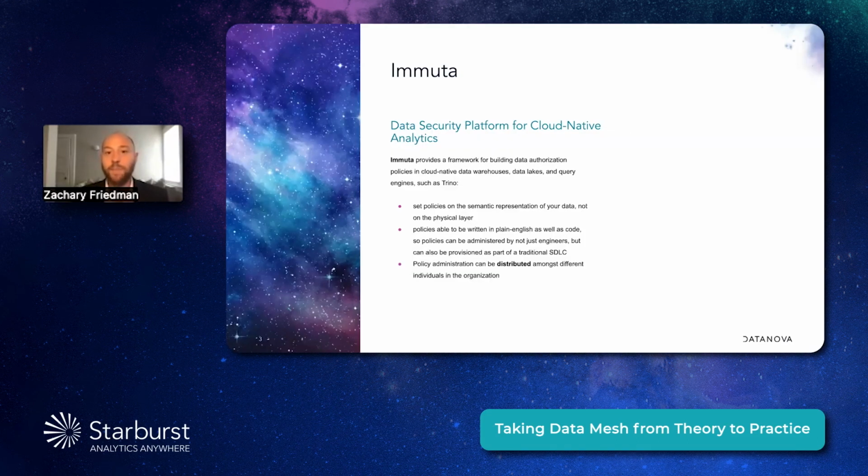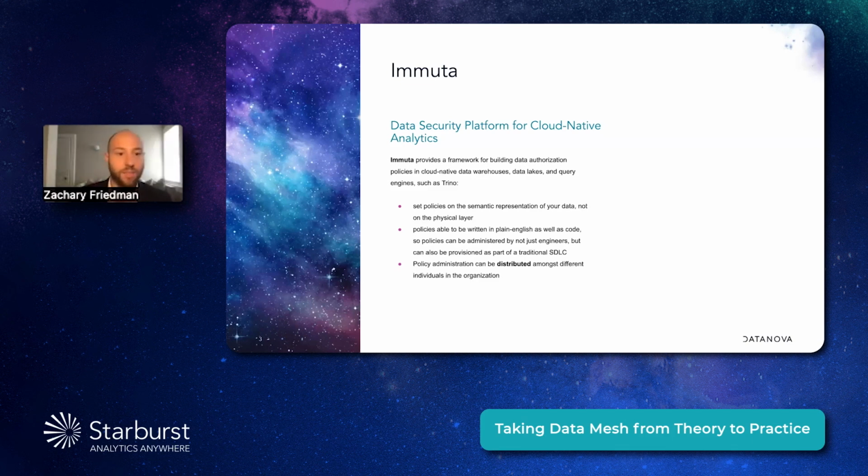So let me set the groundwork first for what Immuta is at a high level. Immuta is a data security authorization platform for cloud-native analytical tools. So what does that mean? Immuta provides users a framework for building data authorization policies in data warehouses, data lakes, data lakehouses, and in query engines such as Trino.